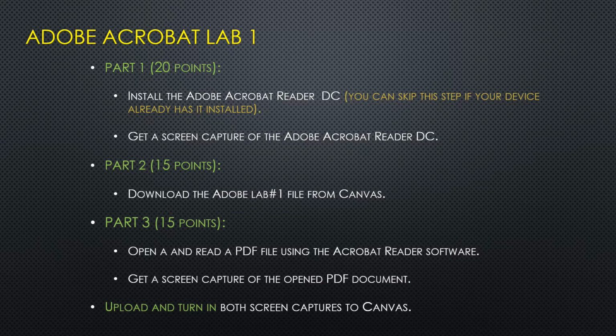So in part one, we're going to get a screen capture of your installed Adobe Acrobat Reader DC software. In part two, we're going to download the lab file from Canvas. And in part three, we're going to open that file with the Reader software and get a screen capture of that. So you'll be uploading two files, which are screen captures, which you will turn in on Canvas.